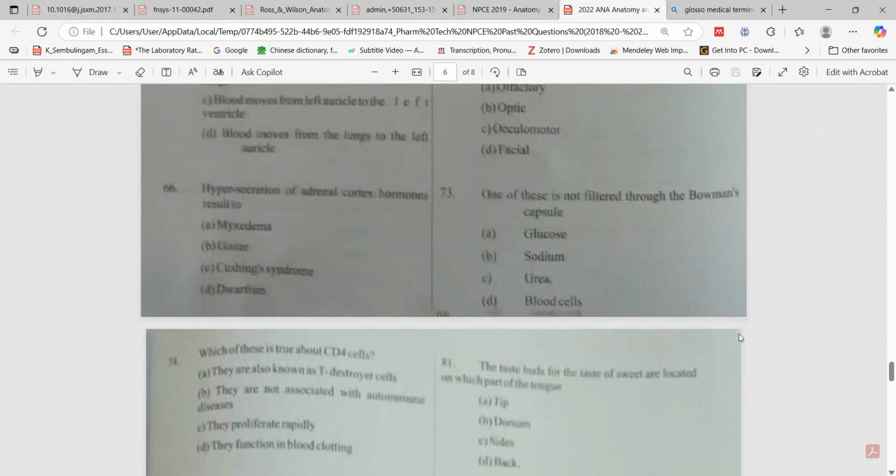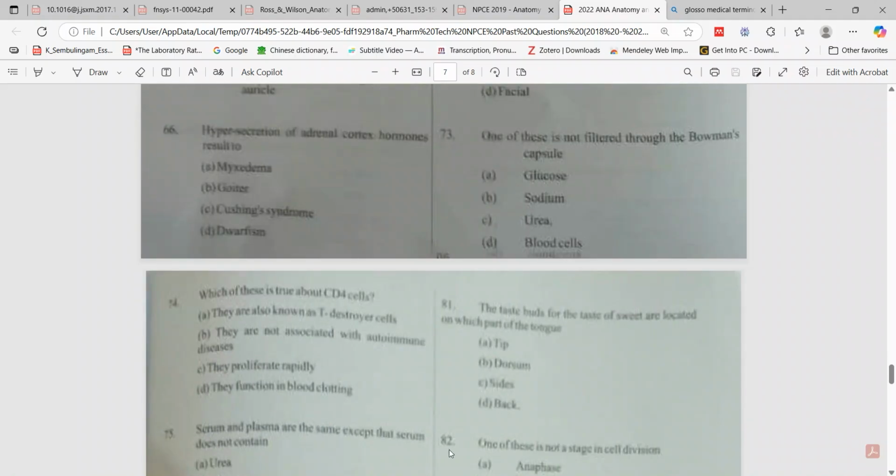Question 73. One of these is not filtered through the Bowman's capsule. Sodium, urea. It has to be the blood. Blood cells, yeah.